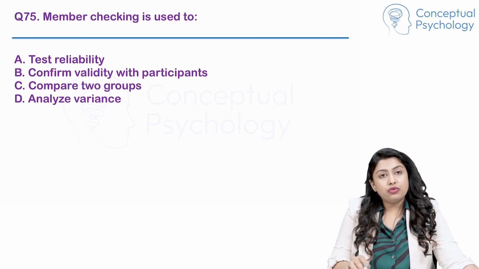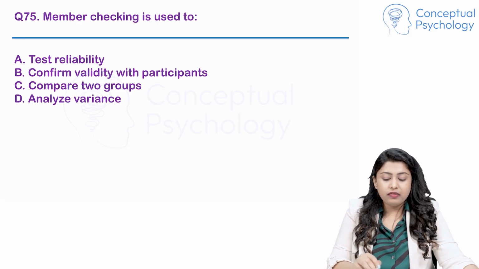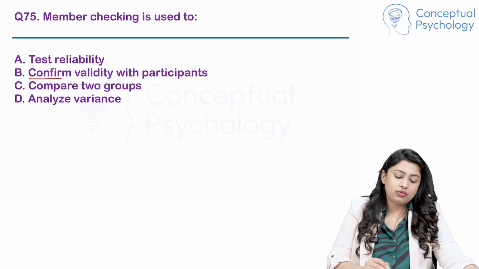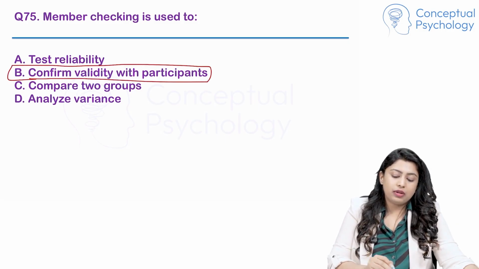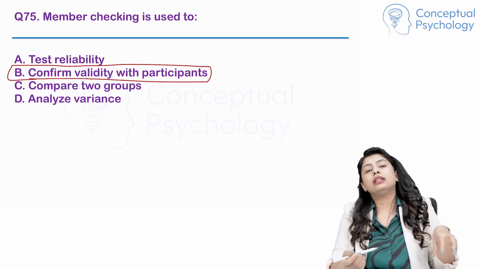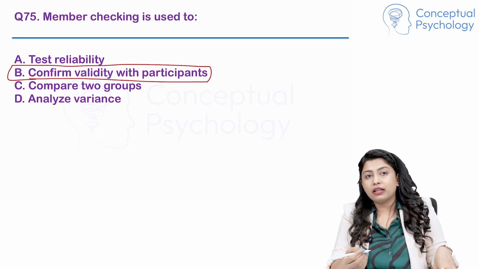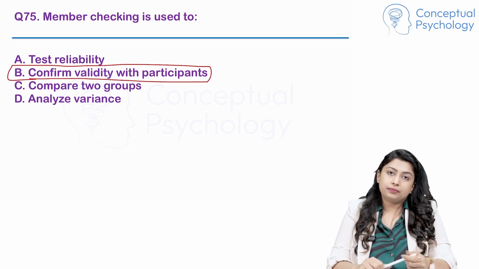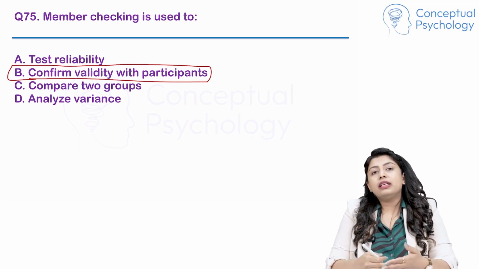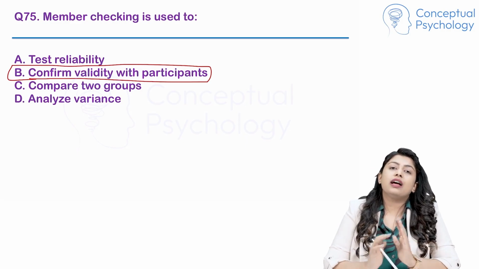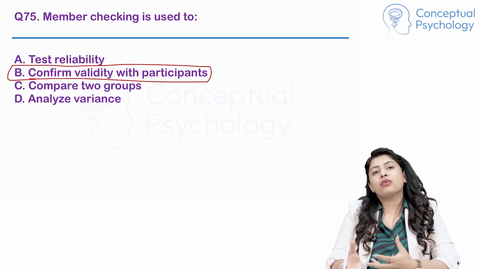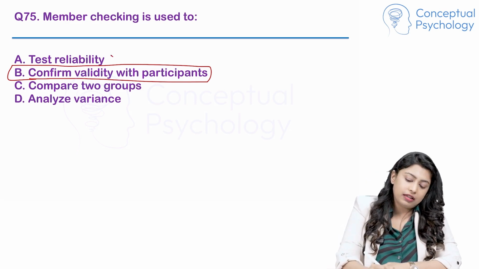Member checking is used to test reliability, confirm validity with participants, compare two groups, and analyze variance. So here it is used to confirm validity with participants. So member checking involves returning research findings or the interpretations or the conclusions to participants to verify the accuracy and validity. So this qualitative research technique enhances the credibility by ensuring that researchers' interpretations align with the participants' intended meanings. Test reliability? Member checking focuses on validity and credibility, not reliability.